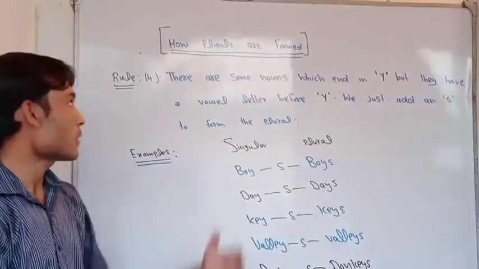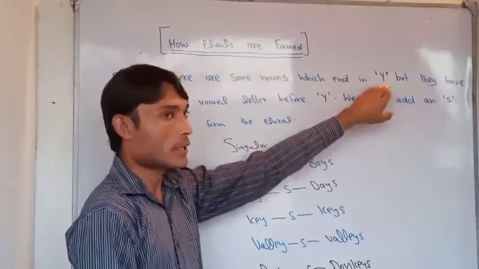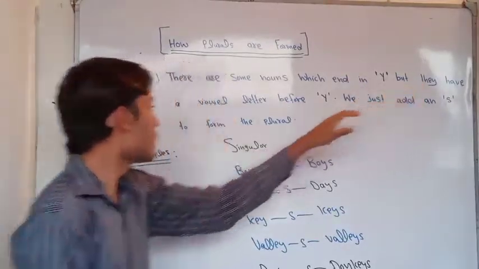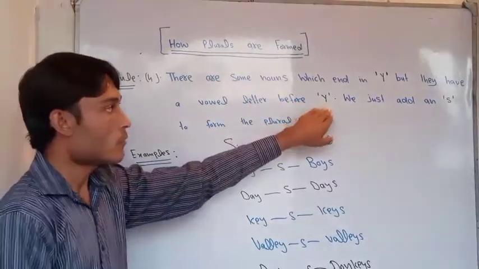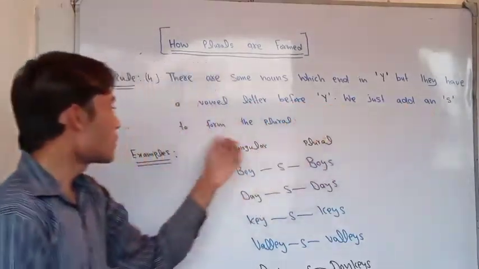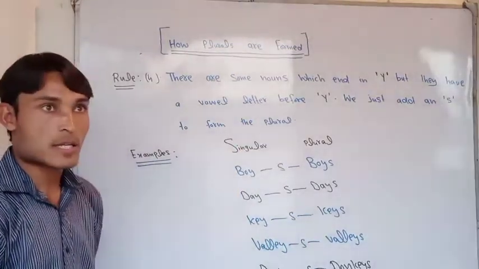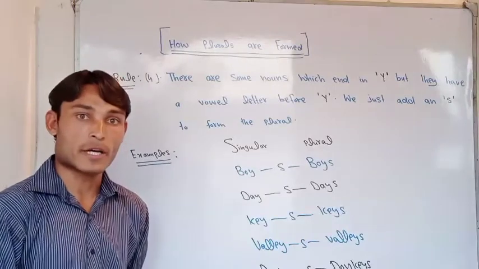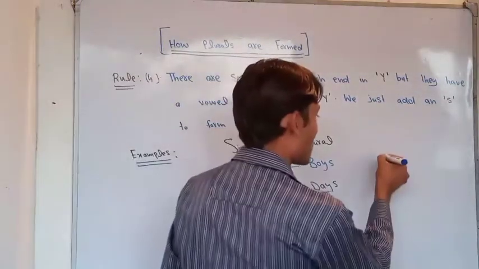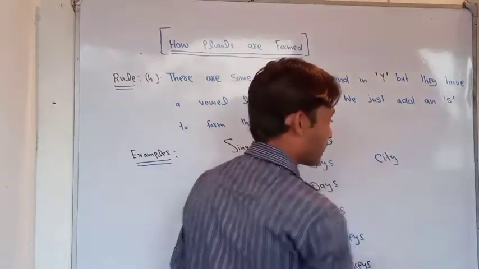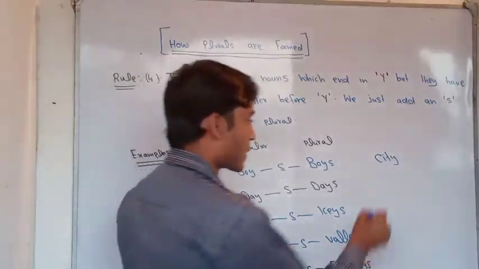Rule number 4 is there are some nouns which end in y but they have a vowel letter before y, we just add an s to form the plural. Before this we discussed that when a noun ends in y, we remove that and we add ies. For example, city, C-I-T-Y, city. And also we have the same word, that is boy.